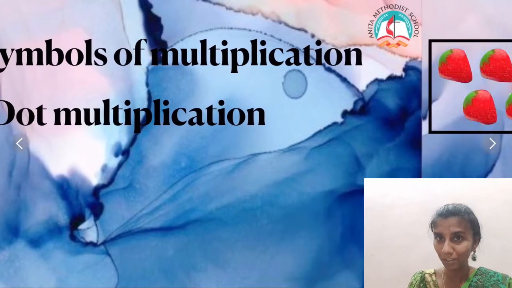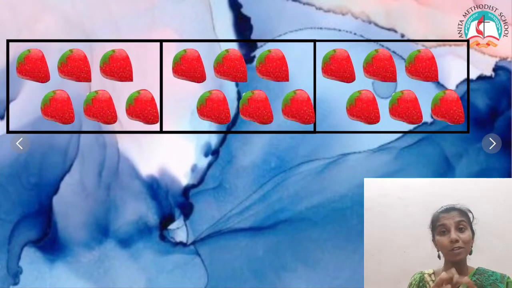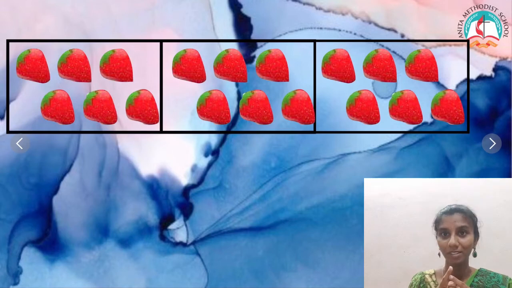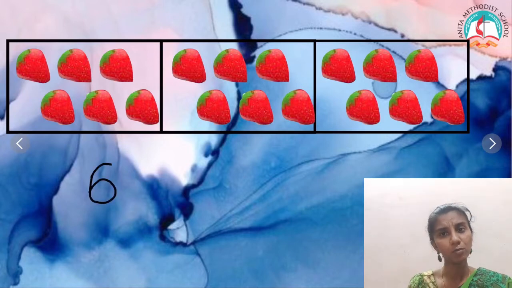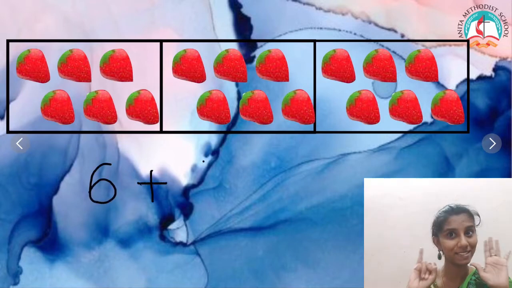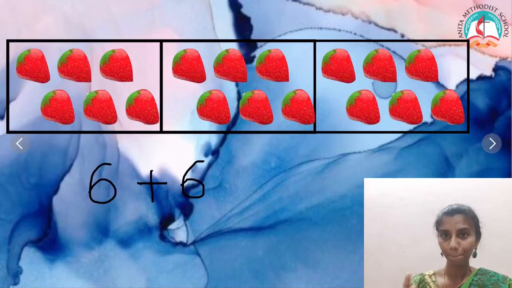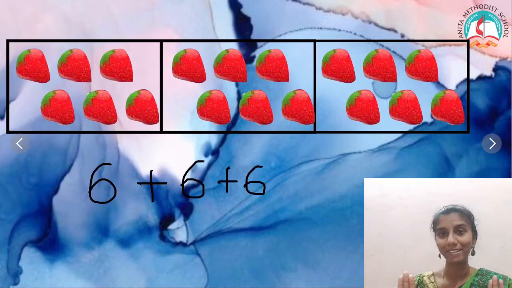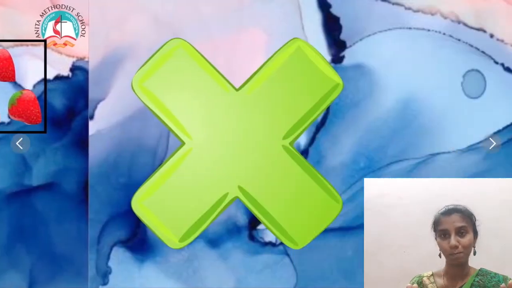Can you look at this picture? How many strawberries are there? Yes. Let me count. 1, 2, 3, 4, 5, 6. So we'll write 6. So plus, in the next box, how many strawberries are there? Say 6. So we'll write 6 plus 6. Multiplication is a quicker way to add without repeating.